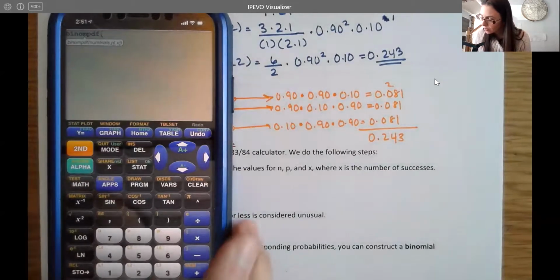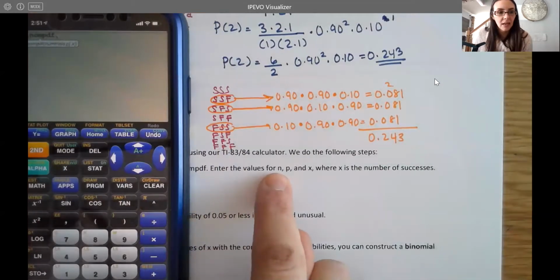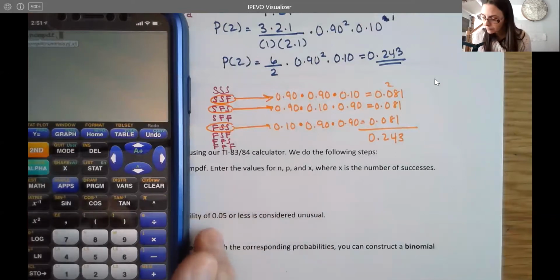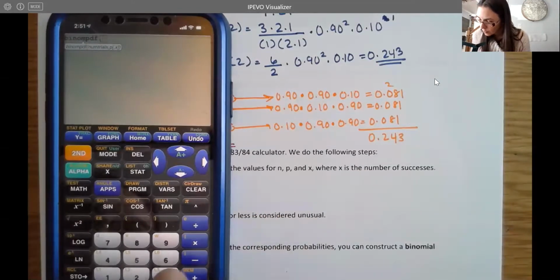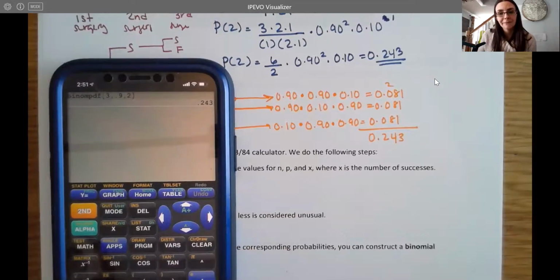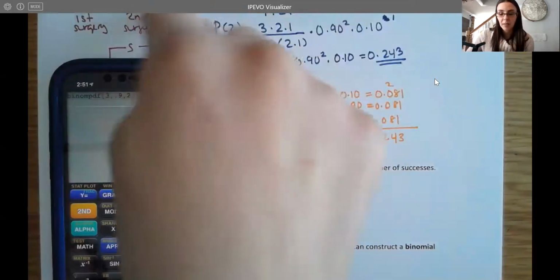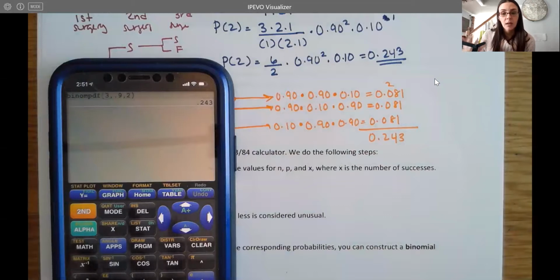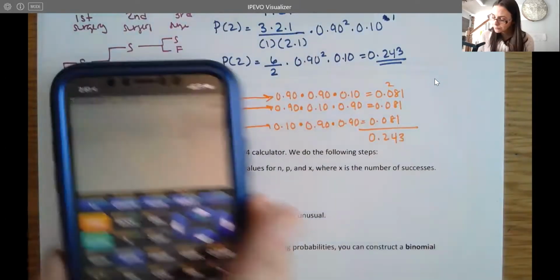And then what you're going to enter are the following. You're going to enter the values for n, then for p, and then for x. So my number of trials was 3. My probability of success was 0.9, and I'm looking for exactly 2 successes. I hit enter, and there's my 0.243. So I can do this on my calculator too, quite quickly if I want to. So as long as you can do the setup, that's the key here. Can you do the setup? Can you find the n, the x, the p, and the q? Then your calculator or the formula can do the rest of the work for you with calculating those probabilities if you like. If you like the visuals though, that's okay too.